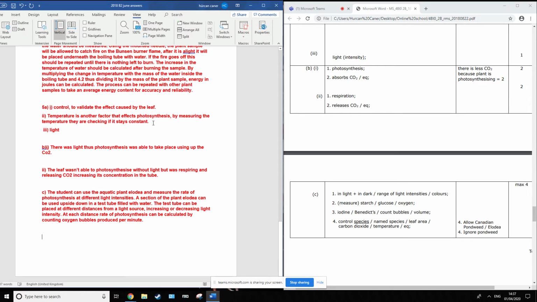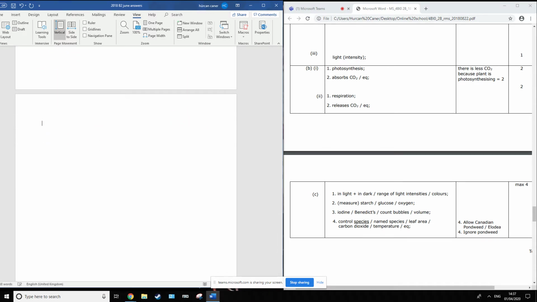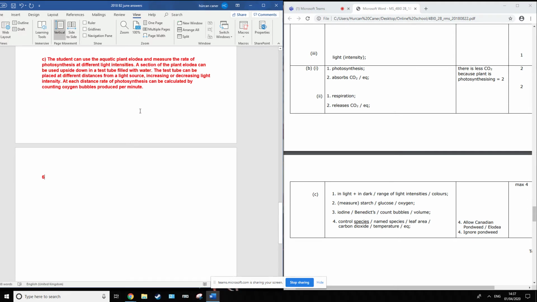And we have our last question. Question 6. The diagram shows a section through the skin. Name the structures labeled A, B, and C.